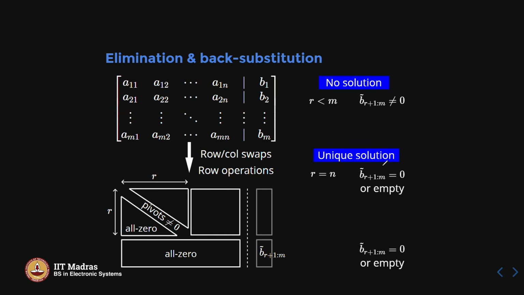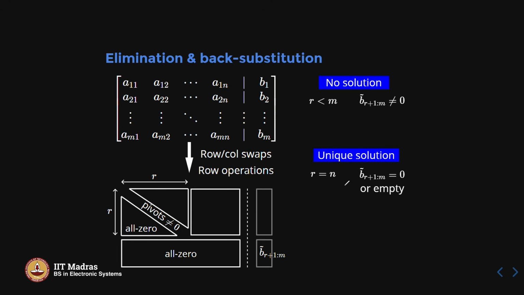Now there's also another case. The first case is when you have this all zero part violated, something here ends up being non-zero, and that will give you no solution. So that's clearly an easy case to deal with. The next case is when this b tilde r plus 1 part is either 0 or empty. Whenever we have this all zero part here, this also is 0. In fact, you throw those equations out and make them empty.